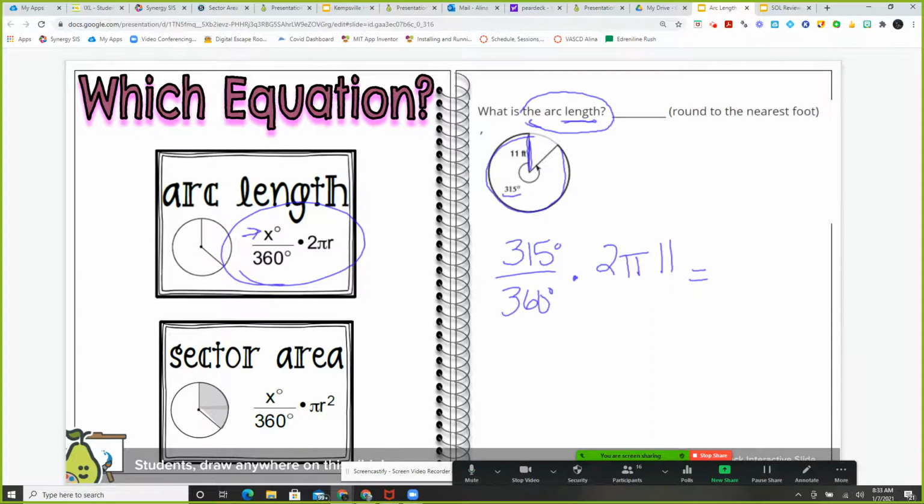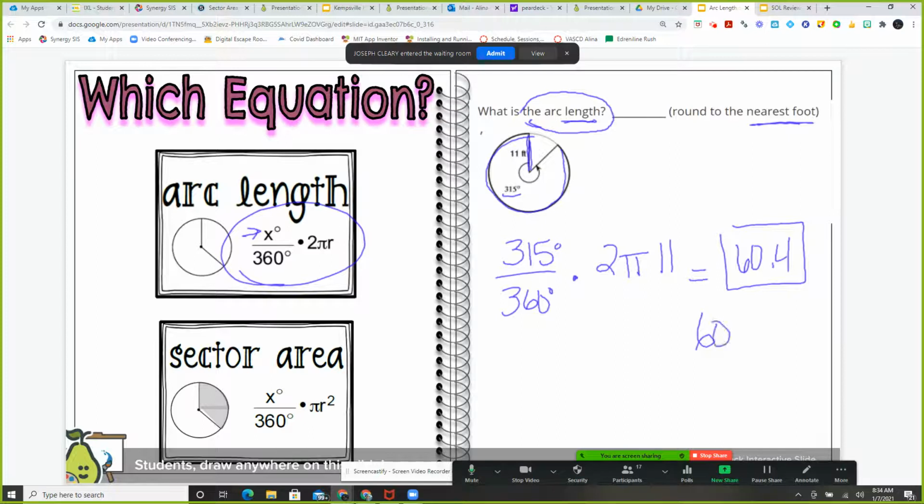So in your calculator, whatever calculator you're using, 315 divided by 360 times 2 times pi times 11. Did you get 60.44 or something close to that? And it says round to the nearest foot, so we can just round it to 60.